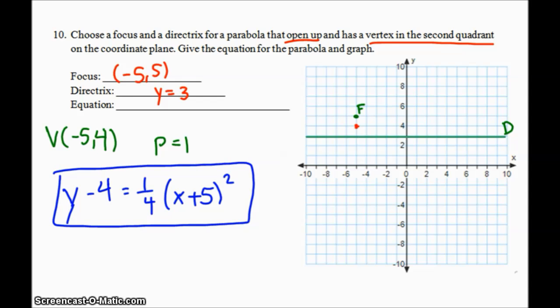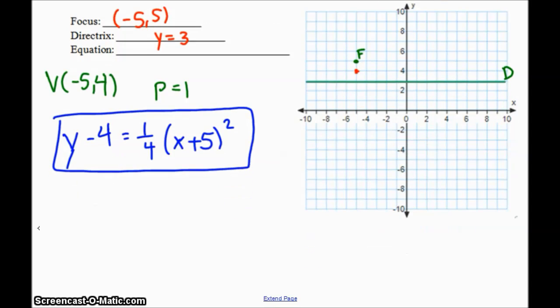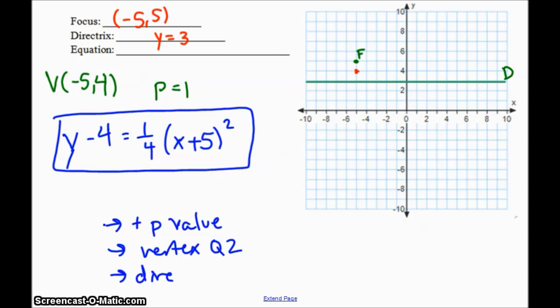There are multiple answers to this problem. Here are some things you need to look for. You need to look for a positive p-value because that means it opens up. You also need to look for a vertex in the quadrant 2. Okay, that would be over here. And then you would also need a directrix that's below the focus, that way it will open up.